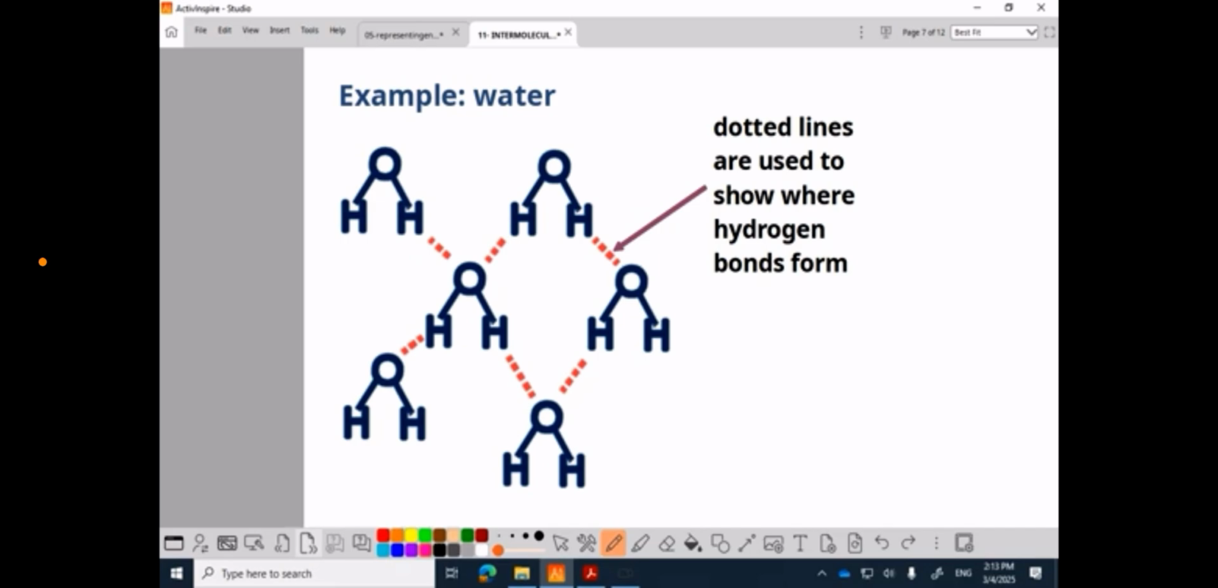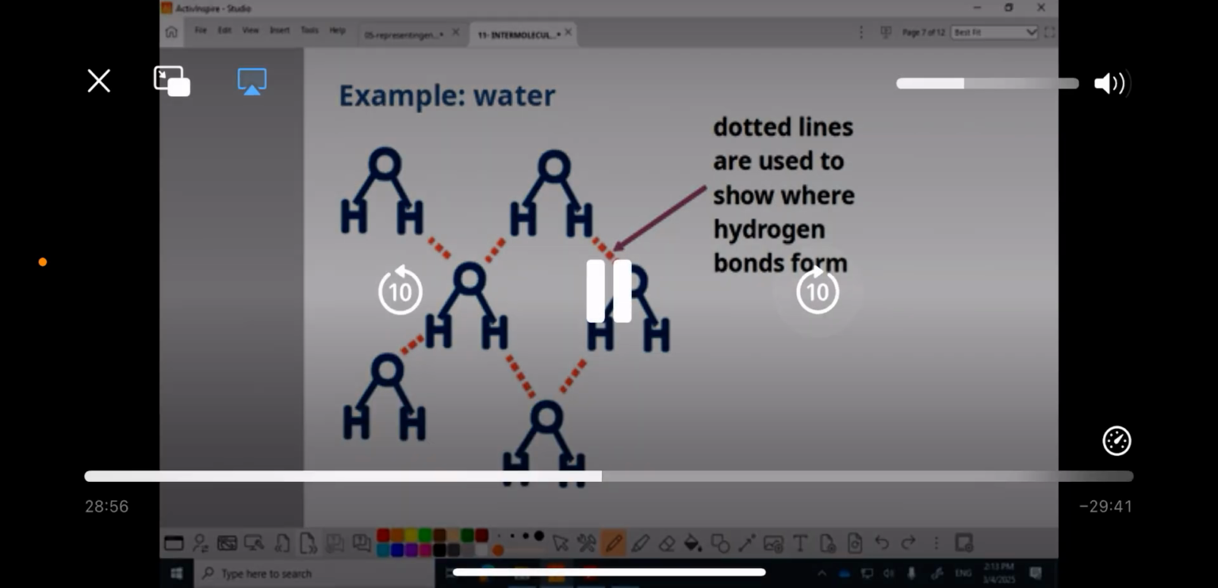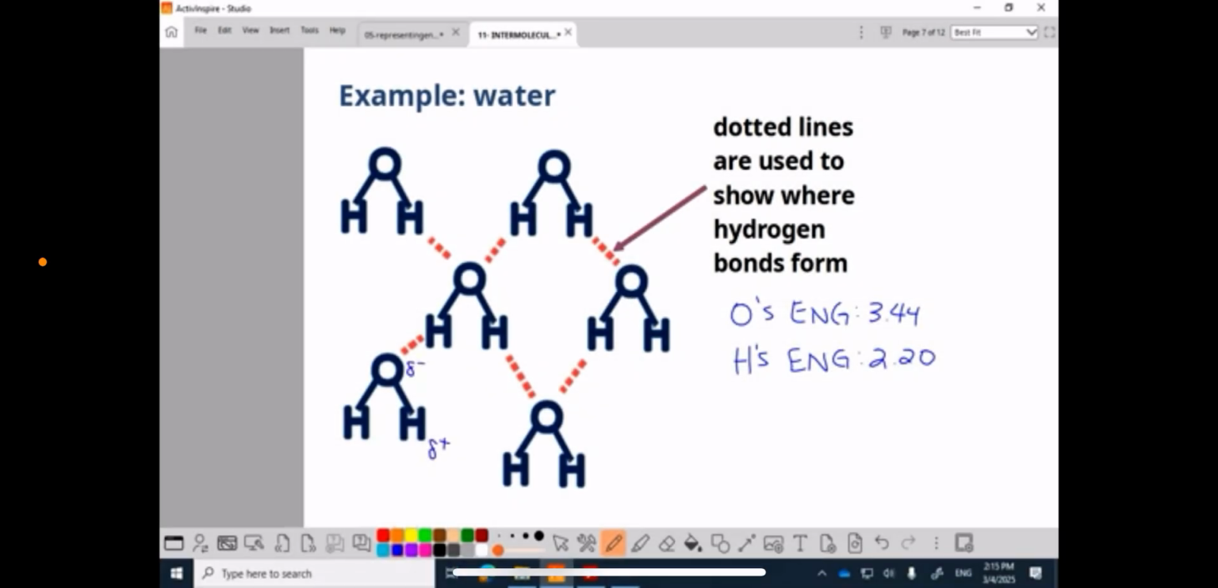So when you have this type of picture, the indication of where the hydrogen bonds form comes from the difference in electronegativity. So oxygen has a higher electronegativity. Every single oxygen has to be labeled slightly negative. Hydrogen has a much lower electronegativity. That means it's way less greedy for electrons. So every hydrogen should be labeled slightly positive.